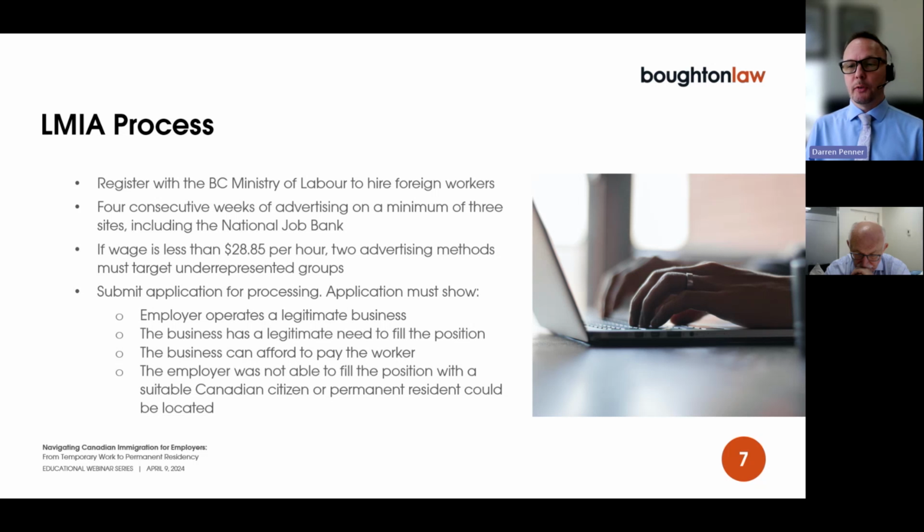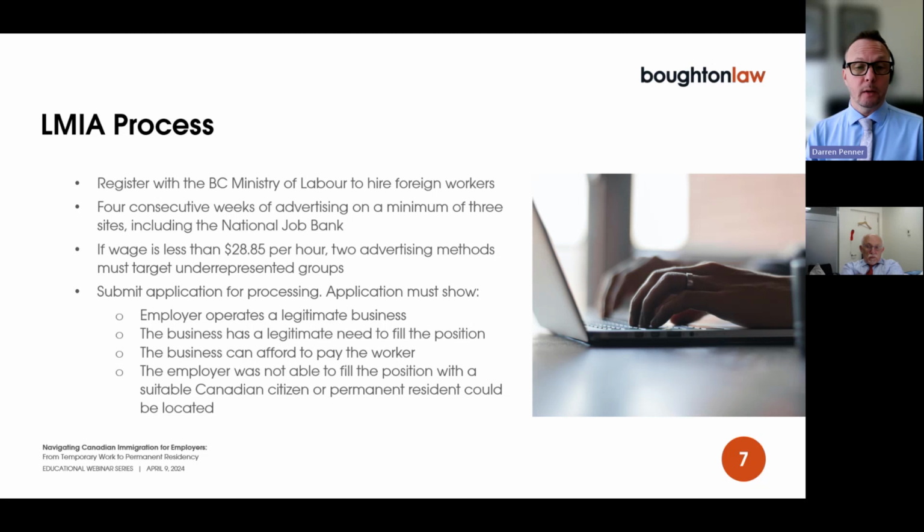So if an employer is advertising a position without an LMIA in mind, they're almost never advertising it in a way that would be compliant with what Service Canada wants. So generally when we start an LMIA, we have to start the advertising. Now, I should say with steps 1 and 2, the certificate to the BC Ministry of Labour to hire foreign workers, we can apply for that while we're doing the advertising. So we can be handling both those things at once.